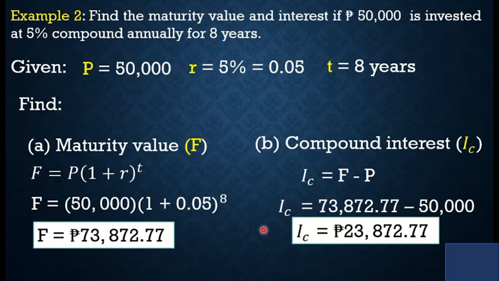When getting the compound interest, the compound interest equals the maturity value minus the principal. 73,872.77 minus 50,000, since that is the principal. Then, the compound interest is 23,872.77 pesos. That is the compound interest of 50,000 in 8 years. It is big, right? But it is 8 years, as you wrote.